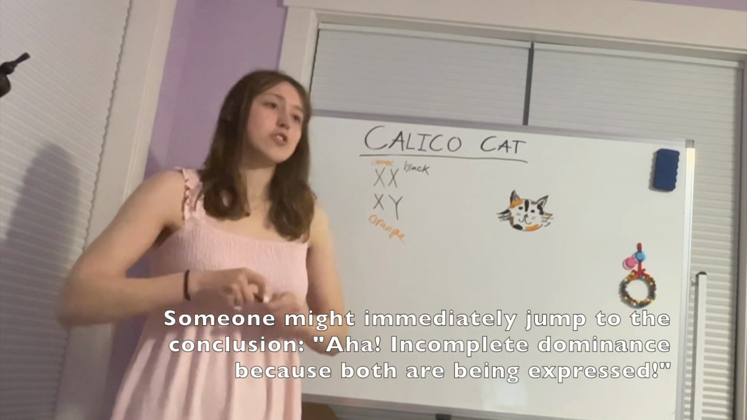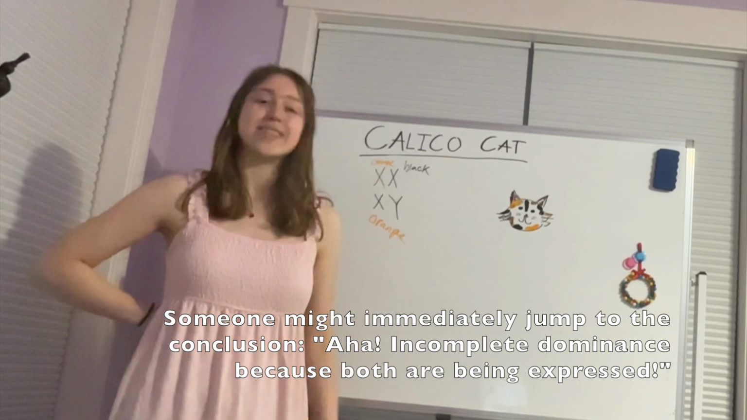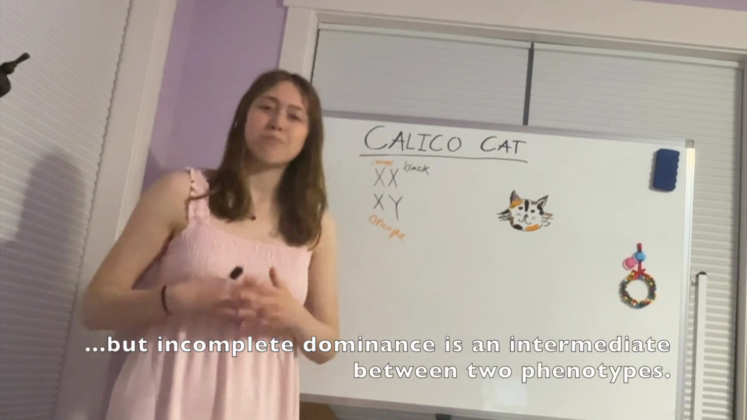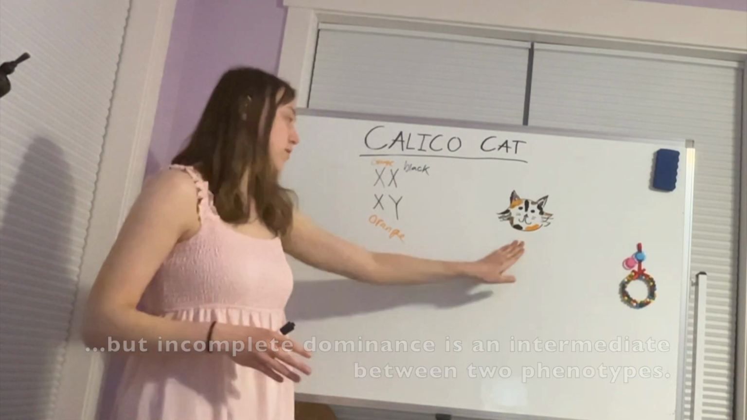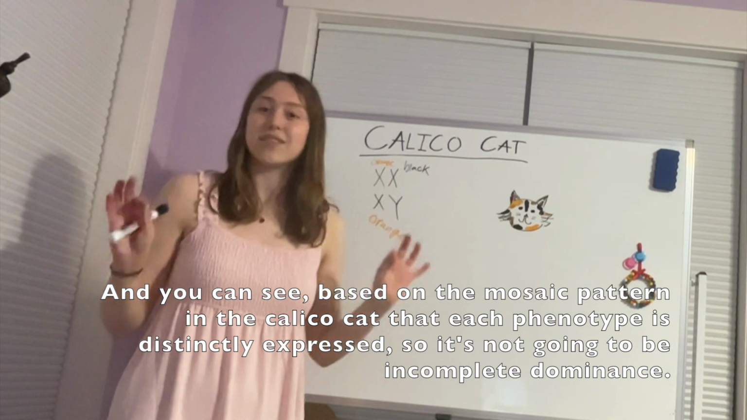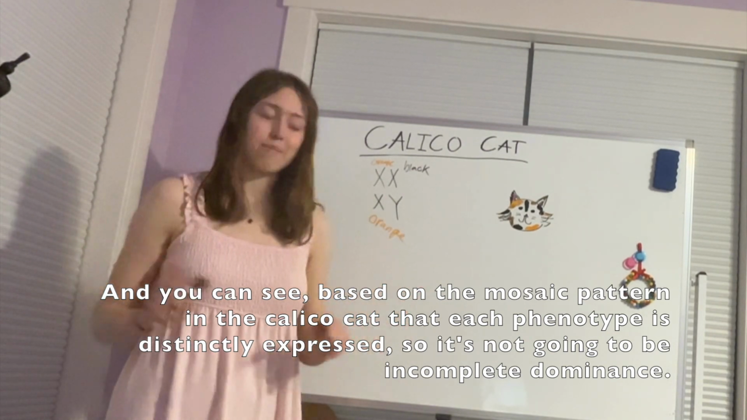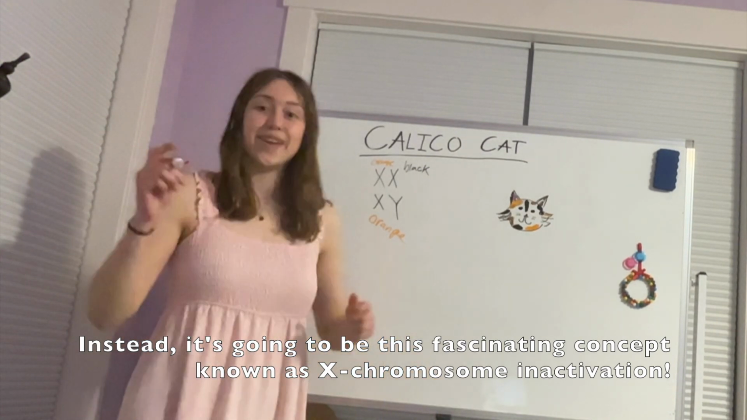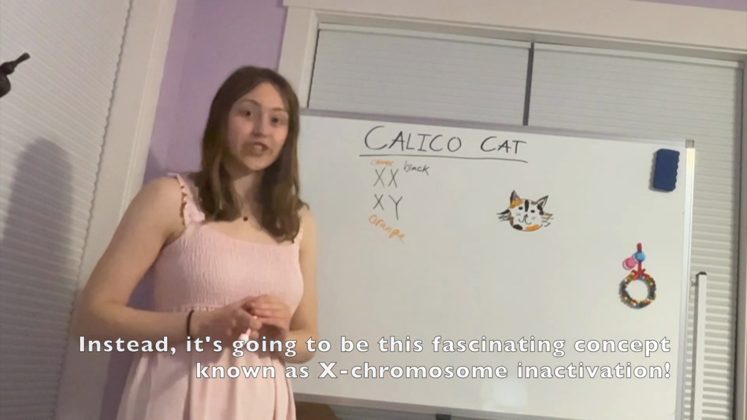Someone might immediately jump to the conclusion, aha, incomplete dominance, because both are being expressed. But incomplete dominance is an intermediate between two phenotypes. And you can see based on the mosaic pattern in the calico cat that each phenotype is distinctly expressed. So it's not going to be incomplete dominance. Instead, it's going to be this fascinating concept known as X chromosome inactivation.